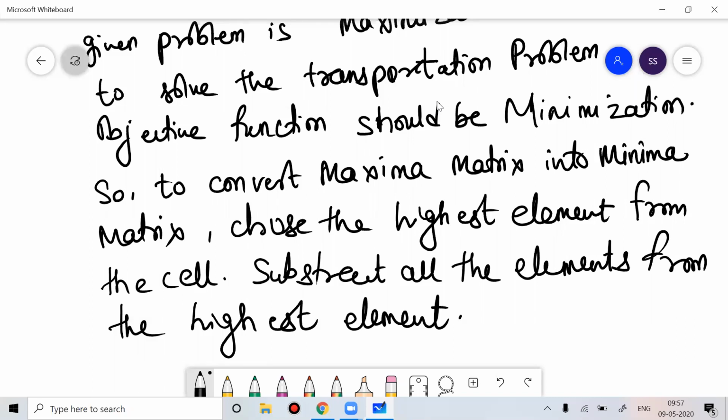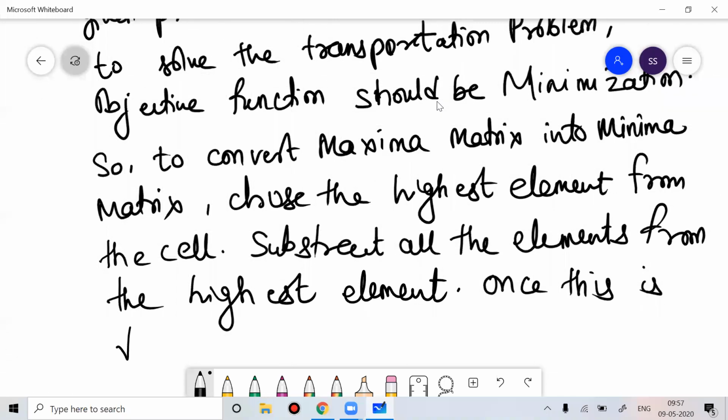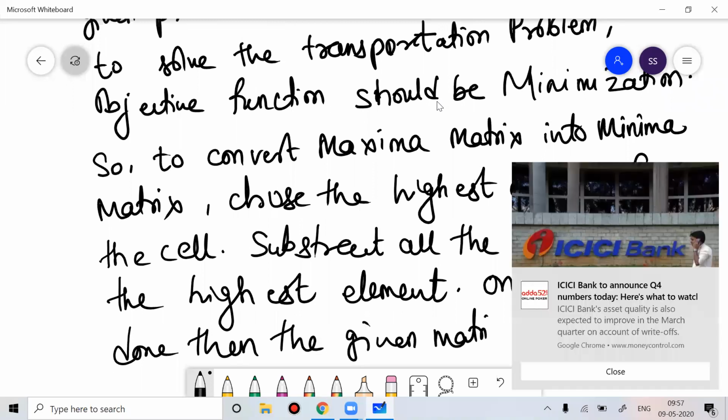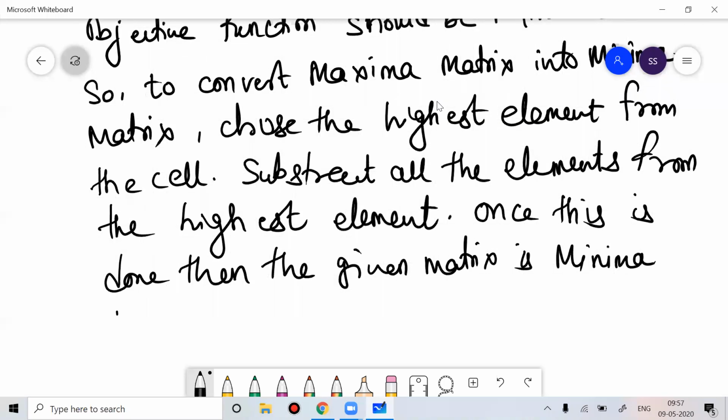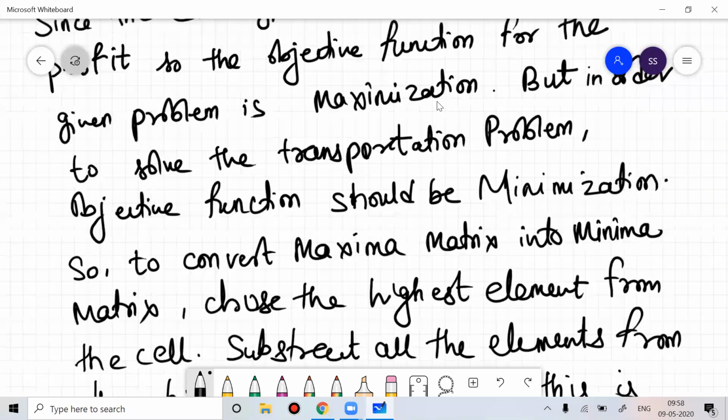Okay, so once this is done, then the given matrix is the minima matrix. When this is done, then the given matrix is the minimum matrix. So this is the step what you need to do.